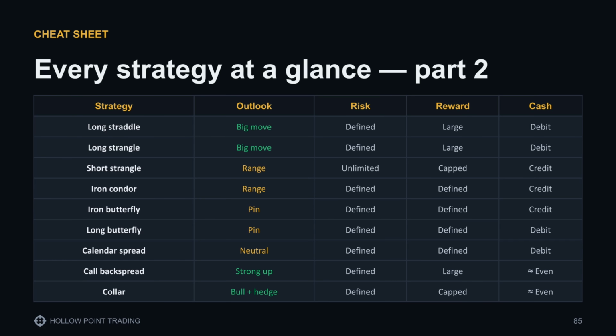Only risk a small, fixed fraction of your account on any single trade. Watch out for correlation across your portfolio, and keep enough dry powder to defend or adjust your positions when necessary.